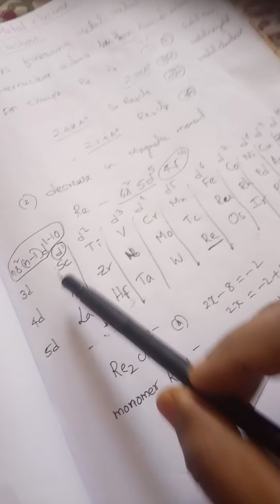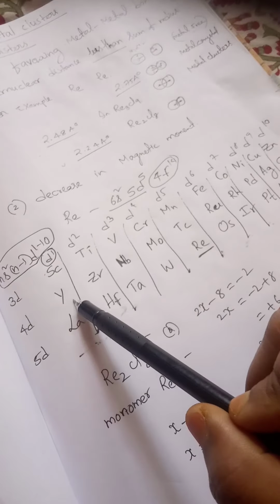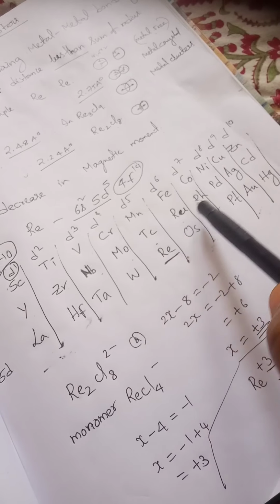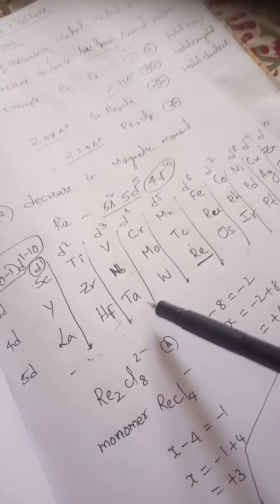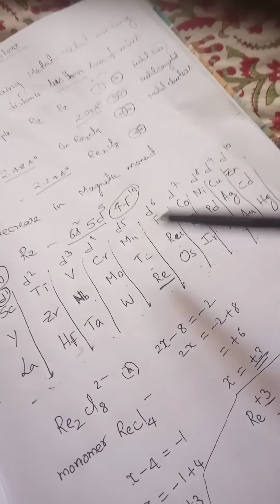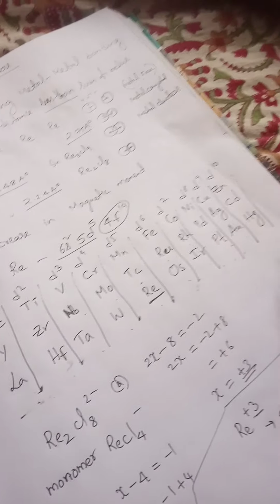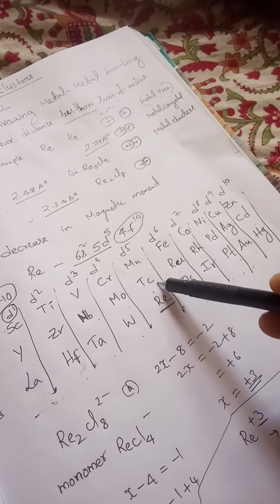We already know the 3d, 4d and 5d series. In the 3d series: scandium, titanium, vanadium, chromium, manganese, iron, cobalt, nickel, copper, zinc. Whereas the 4d series: yttrium, zirconium, niobium, molybdenum, technetium, ruthenium, rhodium, palladium, silver, and cadmium. And the 5d series: lanthanum, hafnium, tantalum, tungsten, rhenium, osmium, iridium, platinum, gold, and mercury. Here, we don't write the exact atomic number; you just write the series, and say it is the d5 group: manganese, technetium, and rhenium.